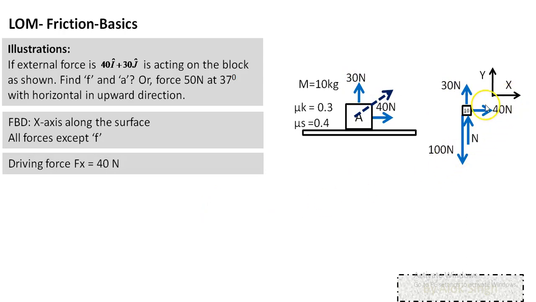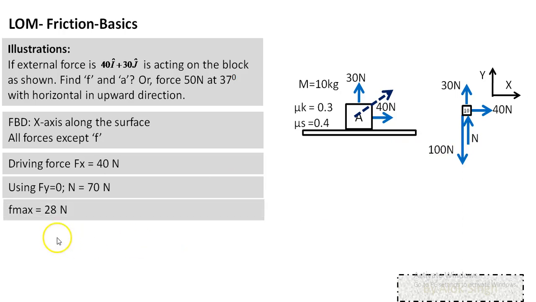Then we find out the driving force, which is the summation of all forces acting in x direction, equal to 40 Newton. Then using Fy equal to 0, no acceleration in y direction, we find N here will be equal to 70 Newton. N plus 30 is equal to 100, so N will be equal to 70 Newton. So what was earlier 130 Newton has become 70 Newton. Normal reaction has changed, so maximum friction force also will change.